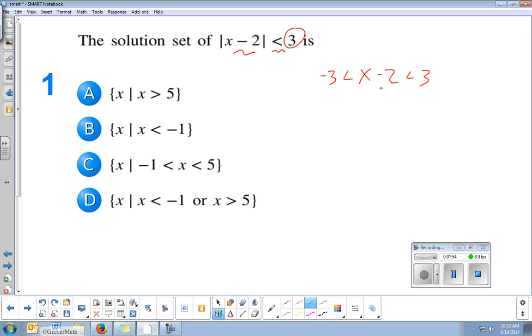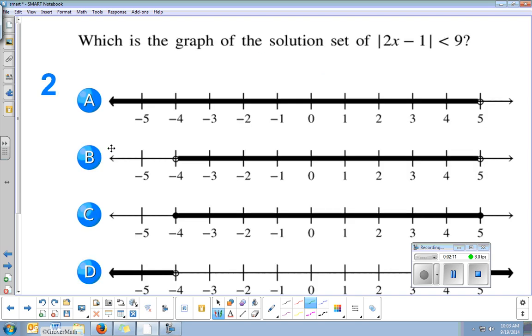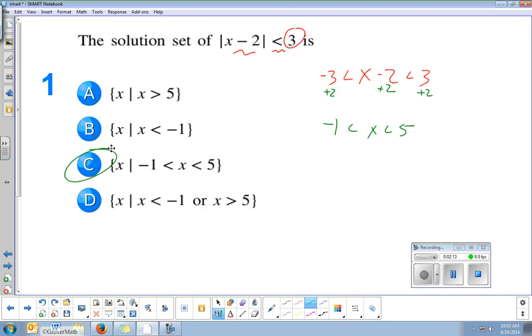So to solve this, I'm going to add 2 on both sides, just like we were doing with the equations. Add 2 on both sides. I get negative 1 is less than x is less than 5. And that's it. That's the answer. It's not too bad. This next one has a graphic solution to it. So let me go back to this one.